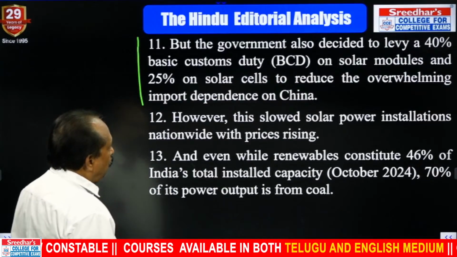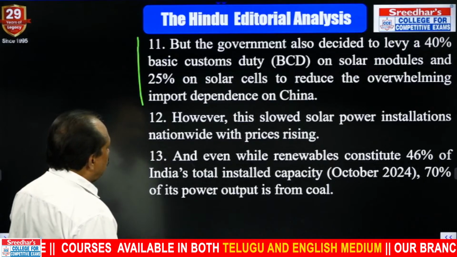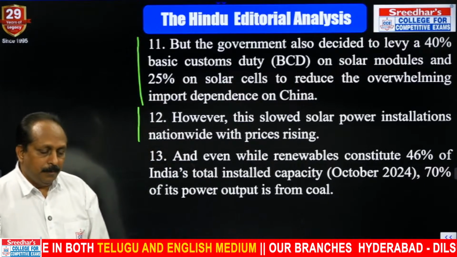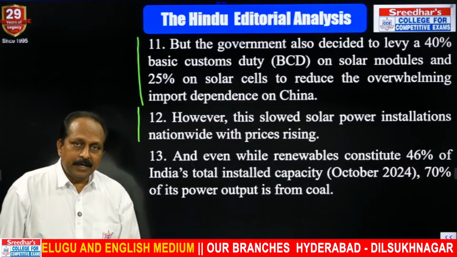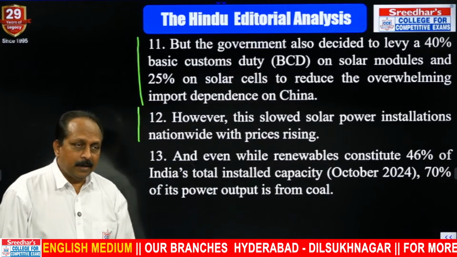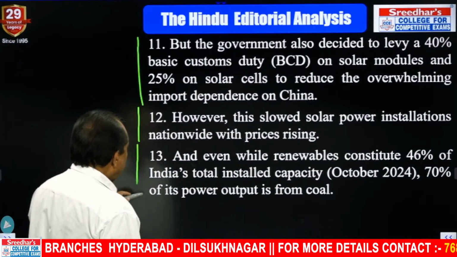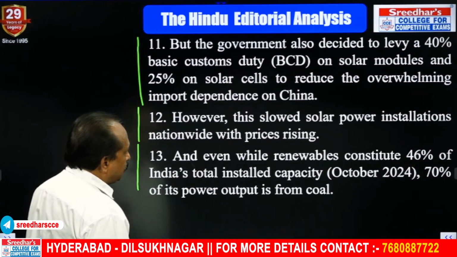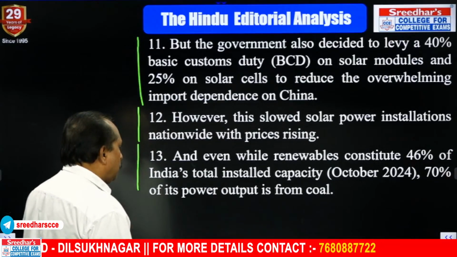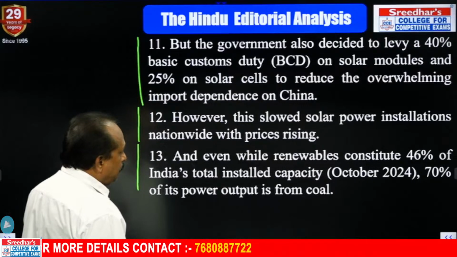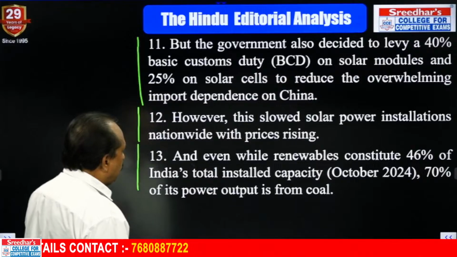However, this slowed solar power installations nationwide with prices rising. There was a negative impact, though they did it with a good intention. There was a negative impact. And what is the negative impact? The prices started going up. And even while renewables constitute 46% of India's total installed capacity, as on October 2024, 70% of its power output is from coal.